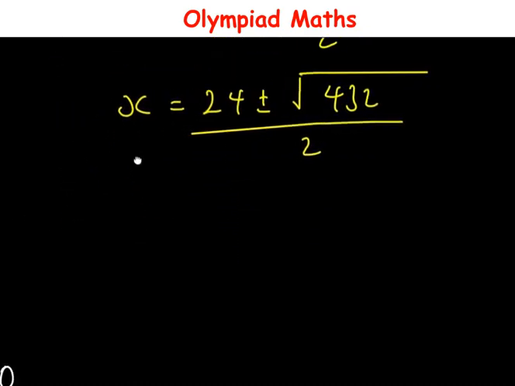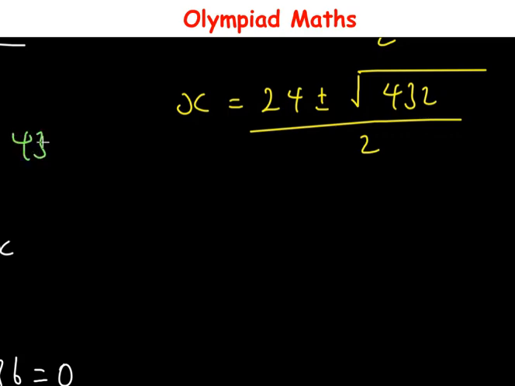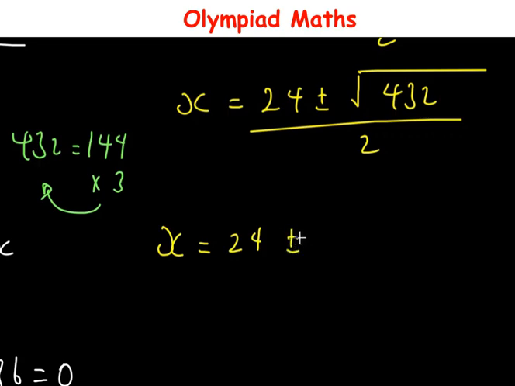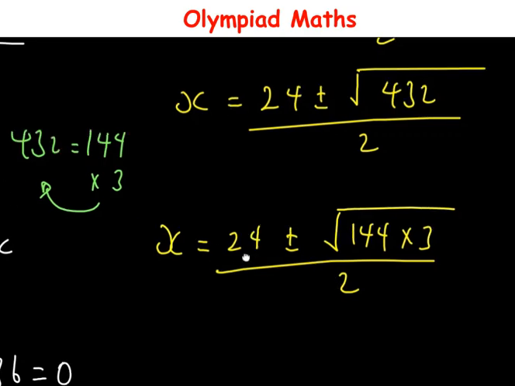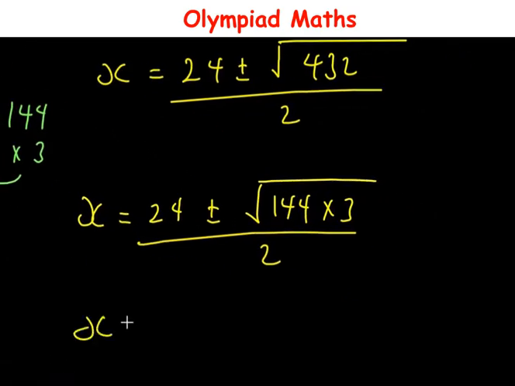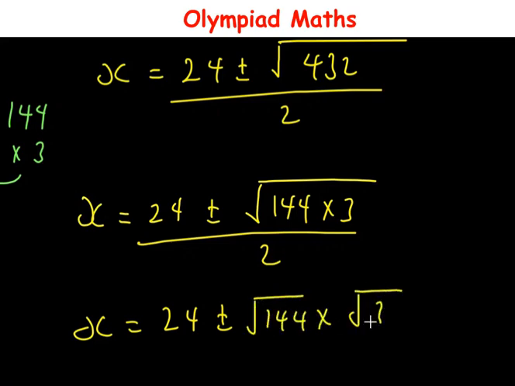Now we can write 432 as 144 times 3. This will give us 432. So therefore, the value of x is equal to 24 plus or minus, instead of writing this, we'll write the square root of 144 times 3, all over 2. With this, the value of x is equal to 24 plus or minus, this can be written as root 144 times root 3, all over 2.